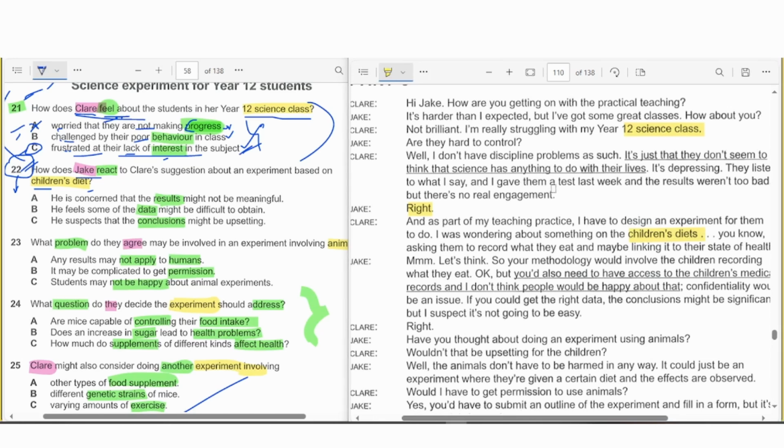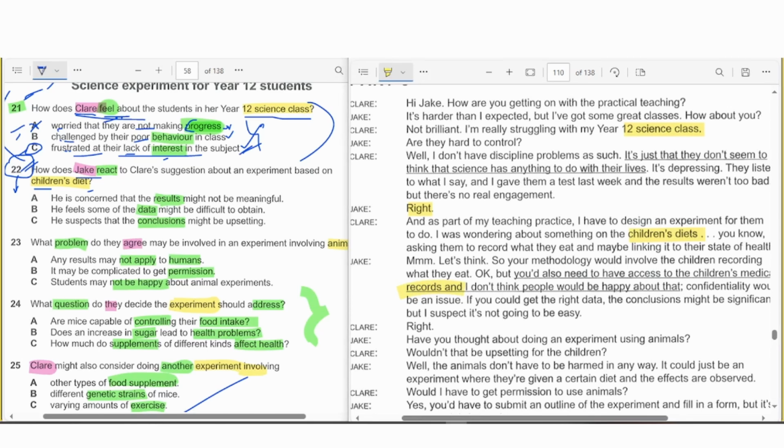"Asking them to record what they eat and maybe linking it to their state of health." "Let's think. So your methodology would involve the children recording what they eat, okay, but you'd also need to have access to the children's medical records, and I don't think people would be happy about that." All right. Data, records. They're talking about the records. So data. So you need to look for data here.